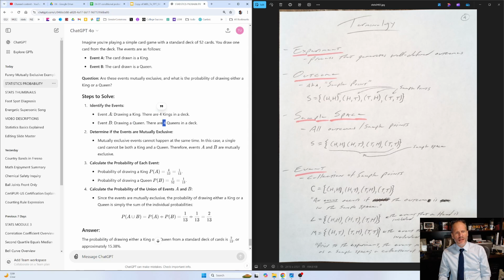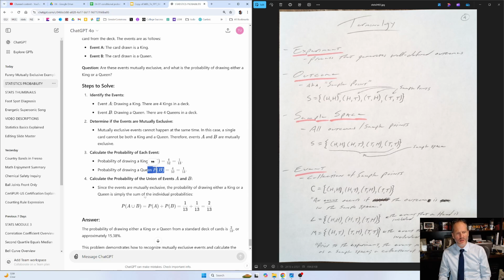There's 4 kings in the deck, 4 queens in the deck. Determine if the events are mutually exclusive. Mutually exclusive events cannot happen at the same time. In this case, a single card cannot be both a king and a queen. Therefore, A and B are mutually exclusive. The probability of drawing a king is 4 out of 52. There's 52 cards in a deck. And that's the same as 1 out of 13. And the probability of drawing a queen, event B, is also 4 out of 52 or 1 out of 13.